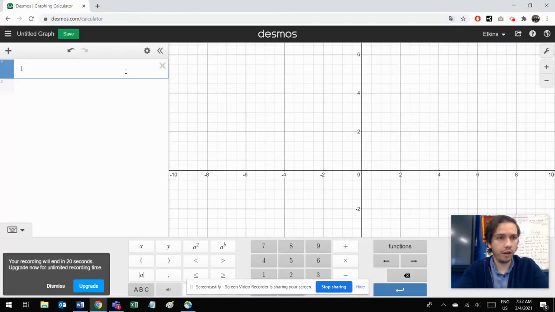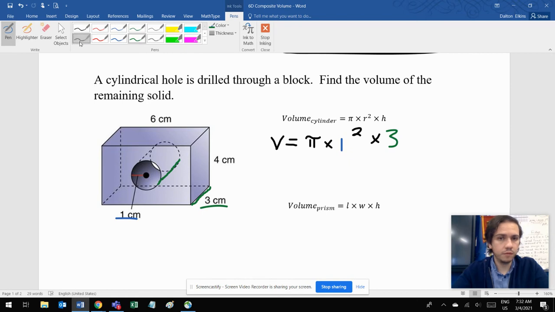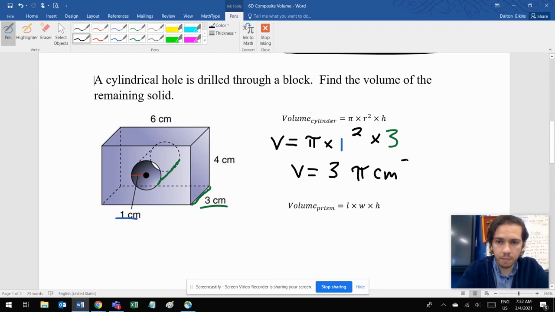Again, I'm going to leave my answer in terms of pi. So 1 squared times 3 just gives me 3. So the volume here is 3 pi centimeters cubed. Again, cubic units. Now let's find the volume of the prism.